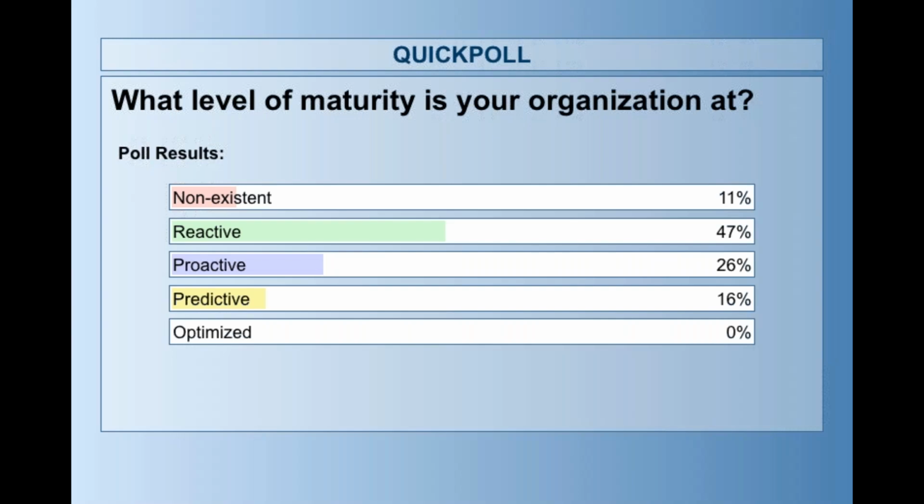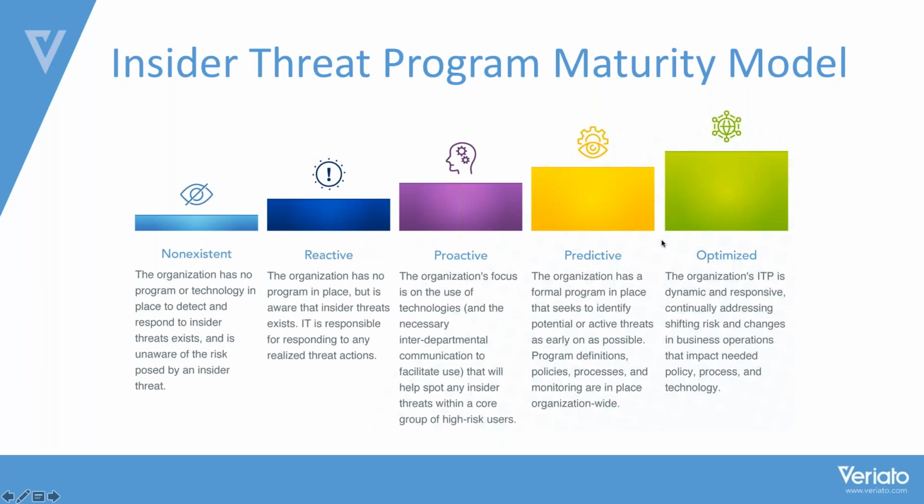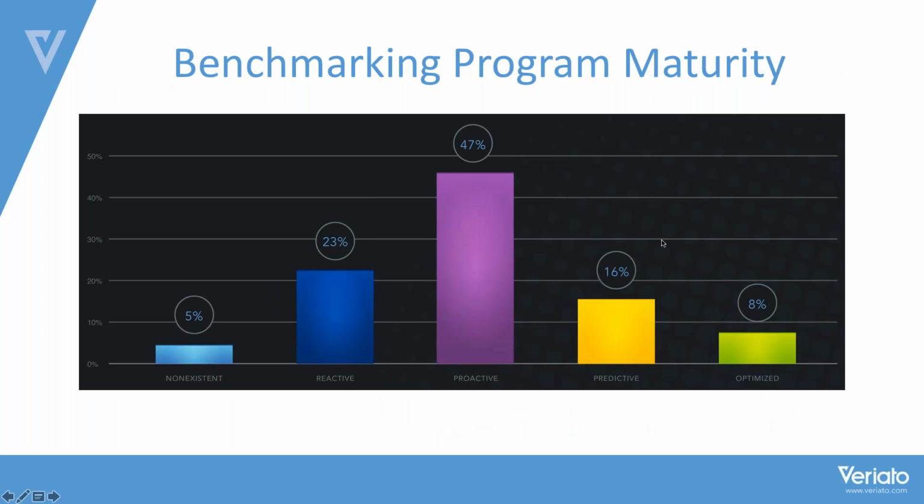All right, so it looks like about half in reactive, about a quarter in proactive, and a little bit of you are getting to predictive, which is good. And we hope to see you all someday in optimized. So let's keep going and talk about what we saw in the results for the report. What we found was almost a really nice bell curve. 8% were optimized, compared with 0% of you, which is okay. But only 8% is what we found in our industry survey.